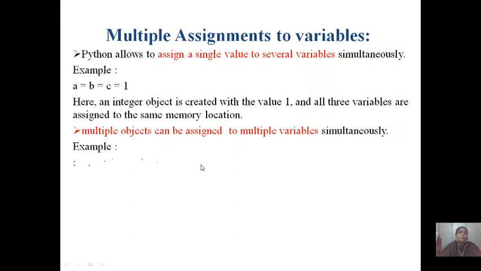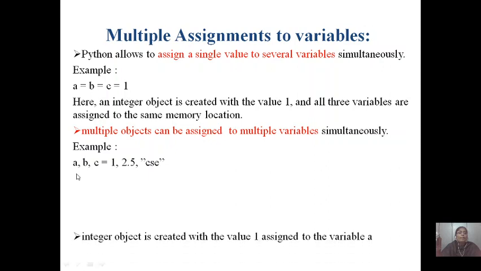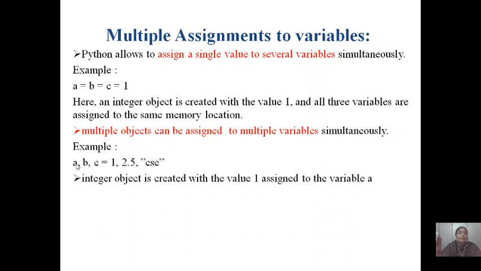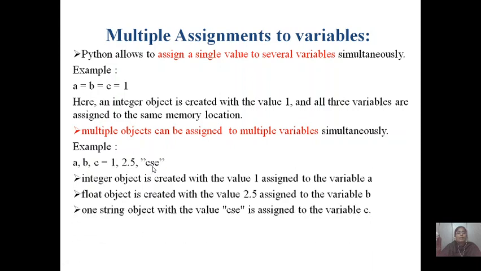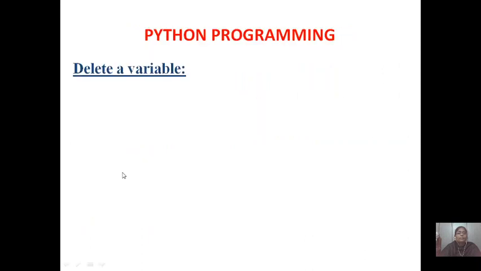If you see this example, a, b, c = 1, 2.5, "CSE". That means an integer object is created with value 1 and it is assigned to a. A float object is created with 2.5 as value and it is assigned to b. Similarly, "CSE" is a string object which is created, and the value is assigned to c.